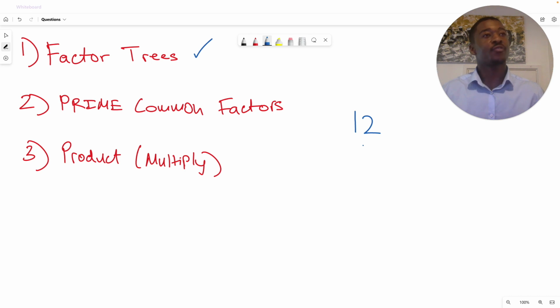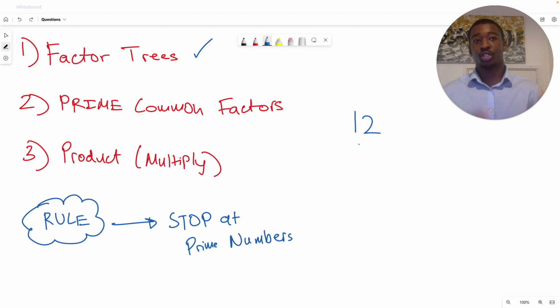We think about the factors of 12. And really important before we do that, the rule when it comes to factor trees is we always stop when we reach prime numbers. So let's write that down. So now we can draw our factor tree for 12. So we think to ourselves, what are the factors of 12? Again, we can use our factor pairs. 12 can be broken down into 3 and 4. 3 times 4 gives us 12.